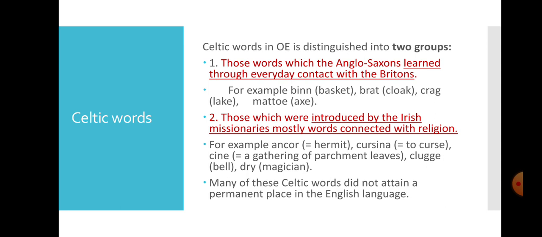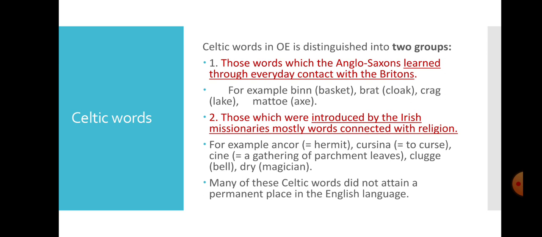The first one is the words associated with everyday use. Then the second one, words that entered the Old English language by the influence of Irish missionaries, and these words are associated with religion. For example, anchor, that means hermit in modern English. Then cursian, meaning to curse. Then sign, a gathering of parchment leaves. Then clog, meaning bell. Then dry, that means magician. These are the words associated with religion that find their place in the Old English language.